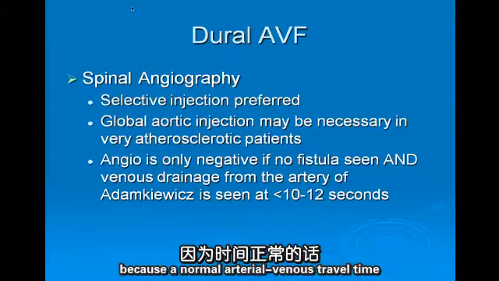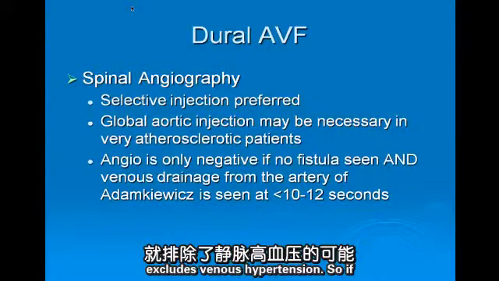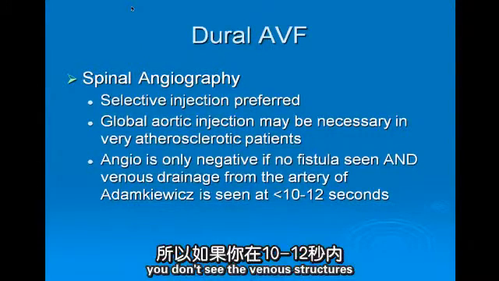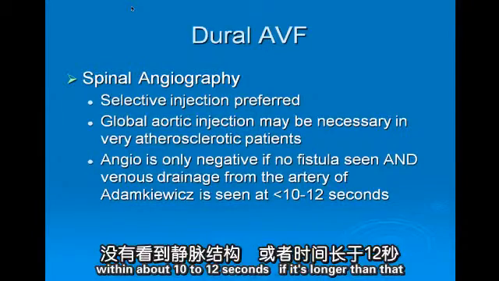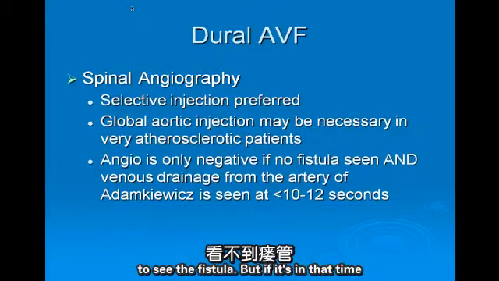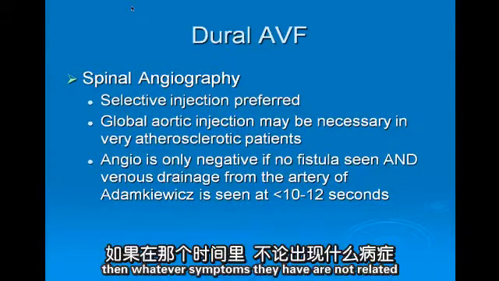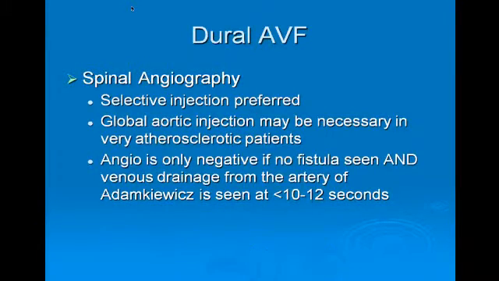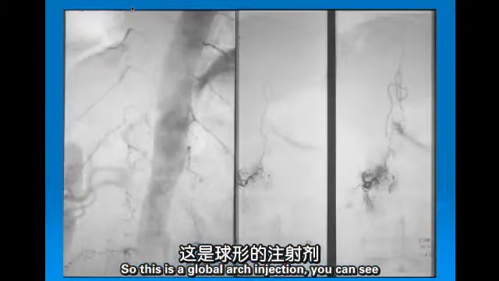Because a normal arteriovenous transit time excludes venous hypertension. So if you don't see the venous structures within about 10 to 12 seconds, if it's longer than that, then you just haven't injected enough vessels to see the fistula. But if it's in that time, then whatever symptoms they have are not related to venous hypertension, and therefore there's no dural fistula. So this is a global arch injection.